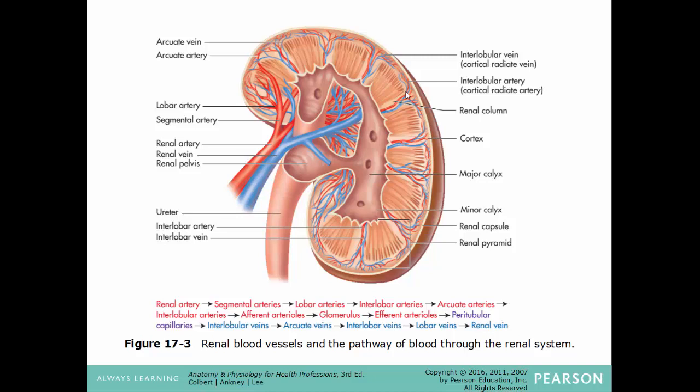So after blood gets filtered there, they leave the glomerulus through the efferent arterioles, travel on to peritubular capillaries, interlobular veins, arcuate veins, interlobar veins, lobar veins, and then the renal artery.